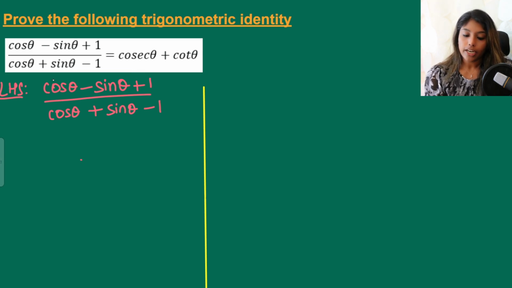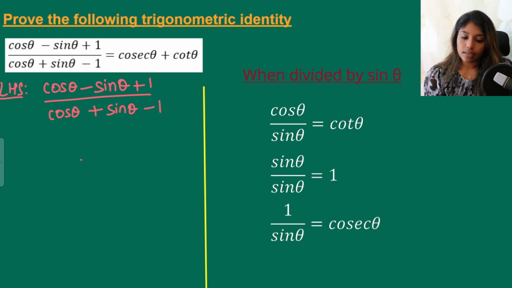What can you do to cos theta to get either cosecant or cot? You can either divide them with sine or cos. Those are the simplest values, right? So let's try doing it with sine first. Cos theta divided by sine theta is going to give me cot theta. Sine theta divided by sine theta is 1. 1 divided by sine theta is cosecant theta. So we got cosecant and cot when we simplified this.